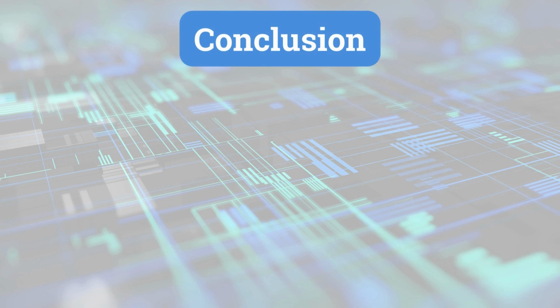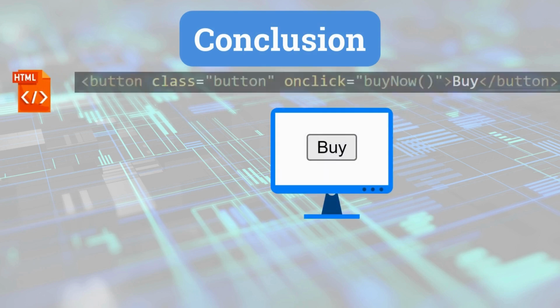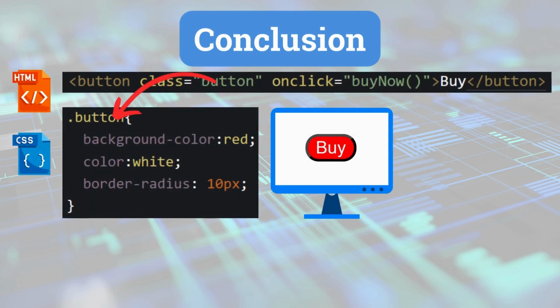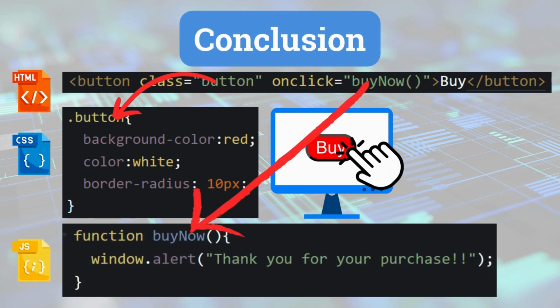So, let's recap on what we achieved today. We created a HTML button element. We styled the button by calling a CSS class. Then we made the button clickable by adding the onClick event and called our JavaScript function called Buy Now to show us our purchase message.